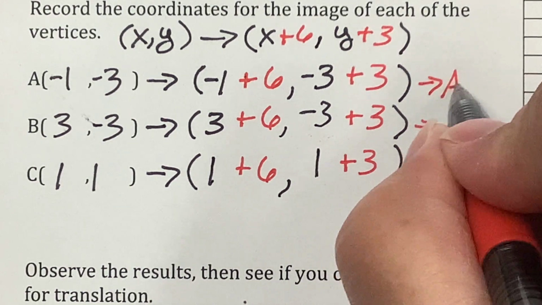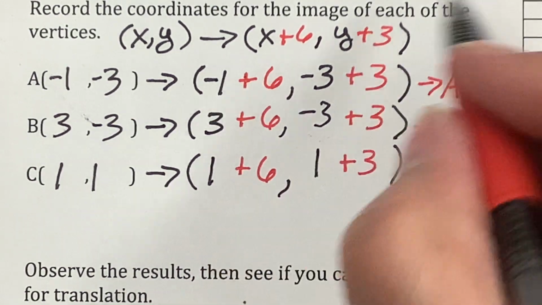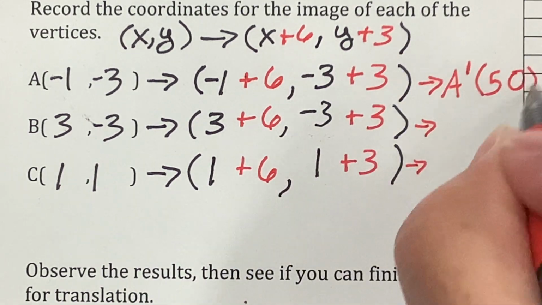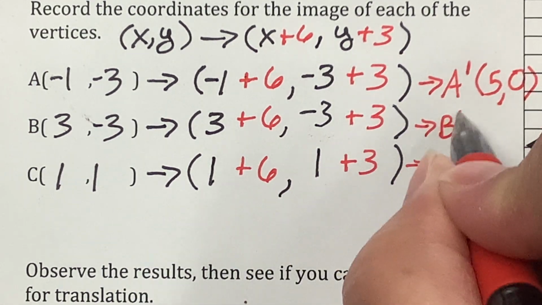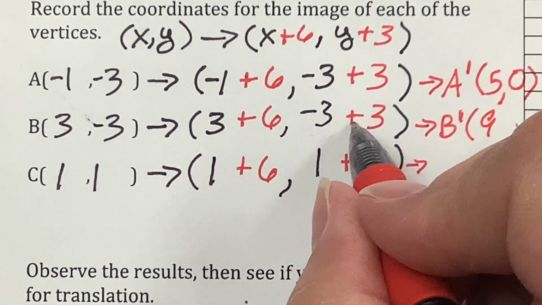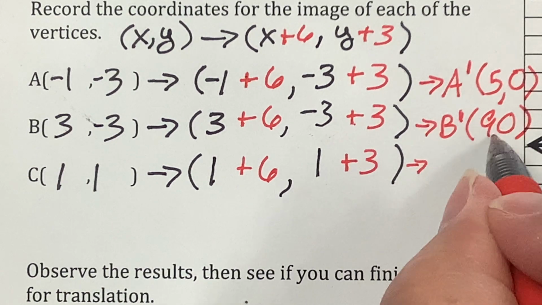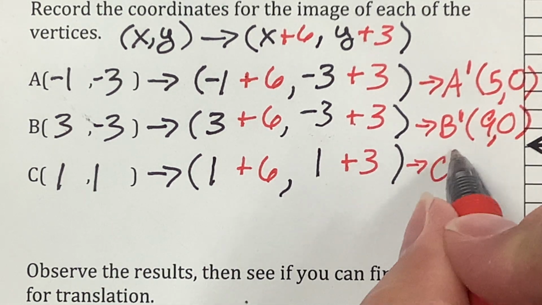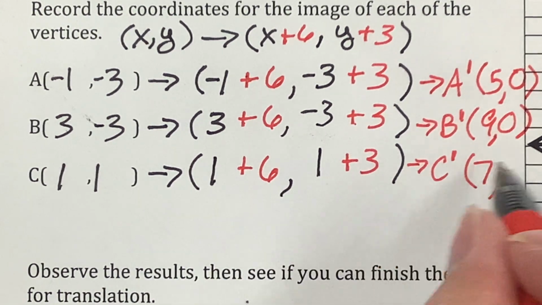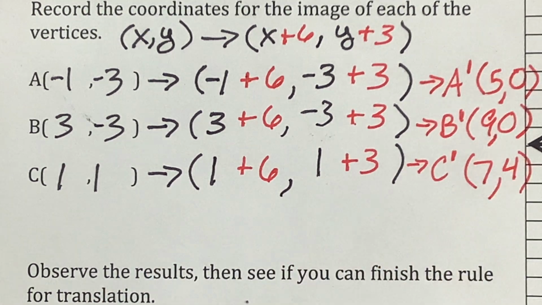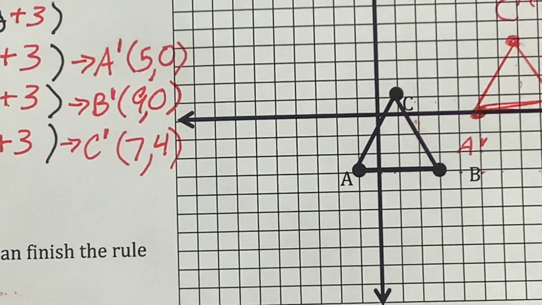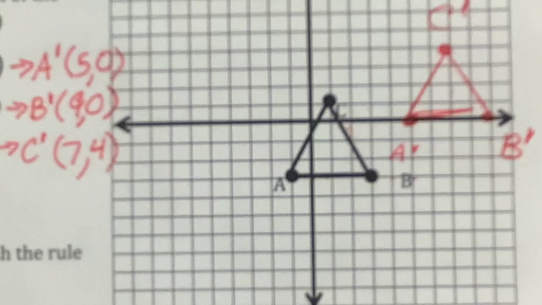A prime is at -1 plus 6 is 5, -3 plus 3 is 0. B prime is at 3 plus 6 is 9, -3 plus 3 is 0. And C prime is at 1 plus 6 is 7, 1 plus 3 is 4. All right, so I know my coordinates now. So let's come over and check them. Make sure that I am correct.